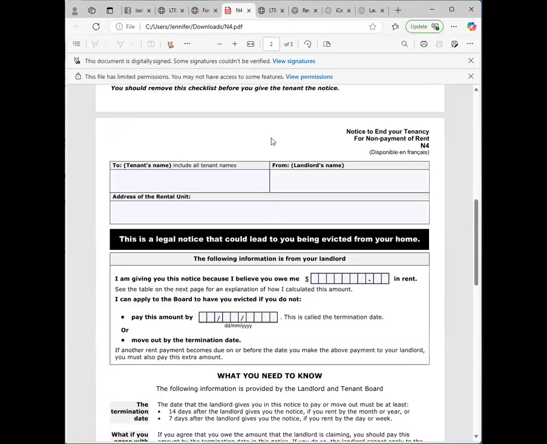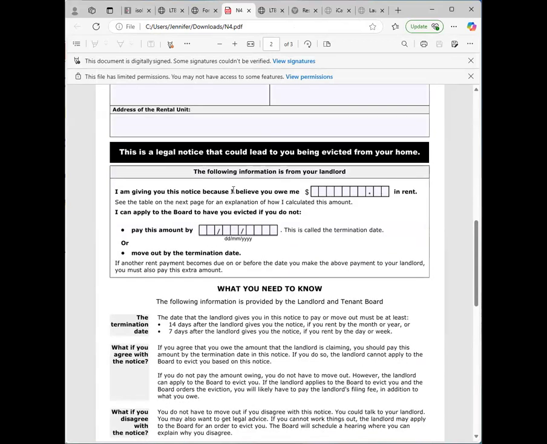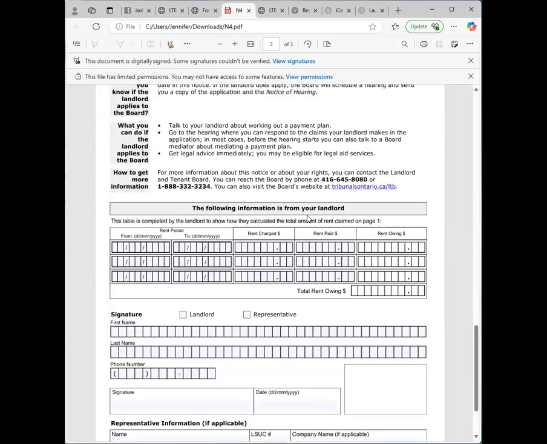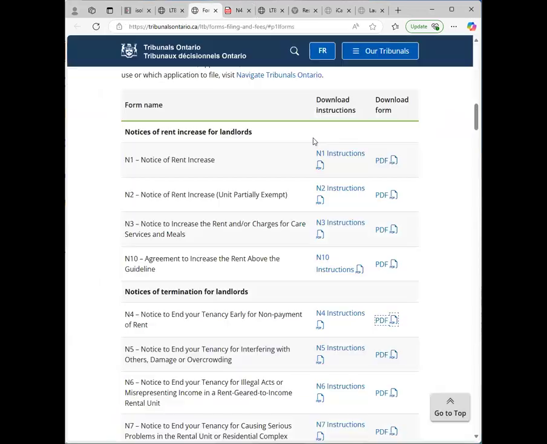The second part is the tenant's name, from the landlord, and the address of the rental. I'm giving you this because I believe you owe me this rent. I can apply to the board and have you evicted. This is called the termination date. This is the due date that is required, and it says exactly how to do it. You just fill this out. It's pretty incredible that it walks you through, right? And then there are further instructions. I'm not going to open the instructions, but there are instructions in the PDF, and I would imagine the N4 instructions are in there as well.